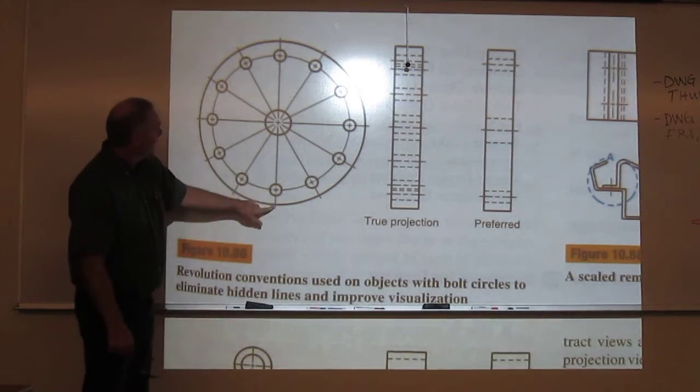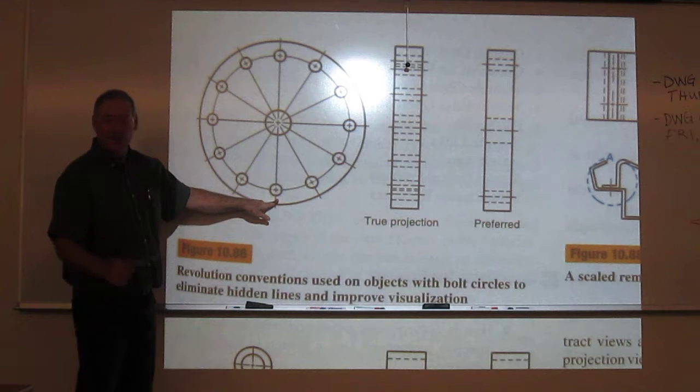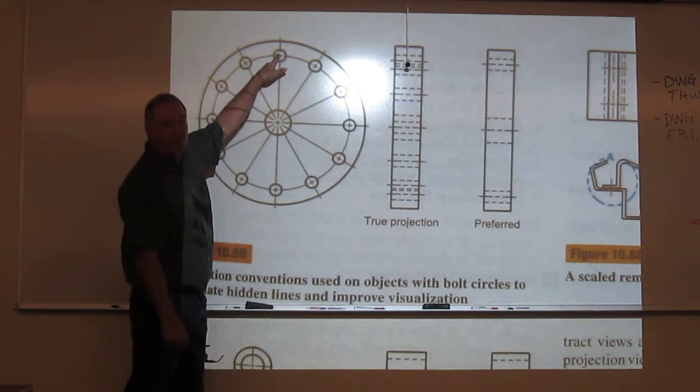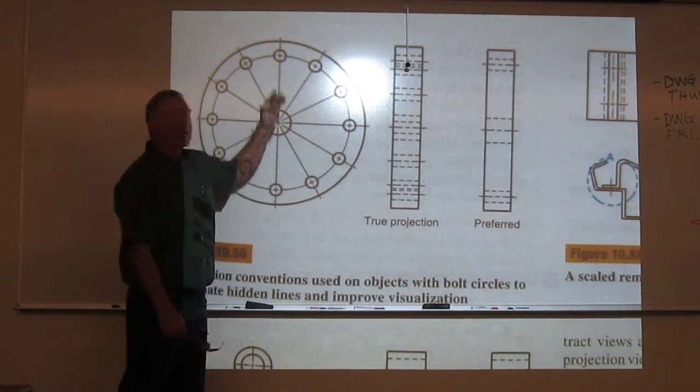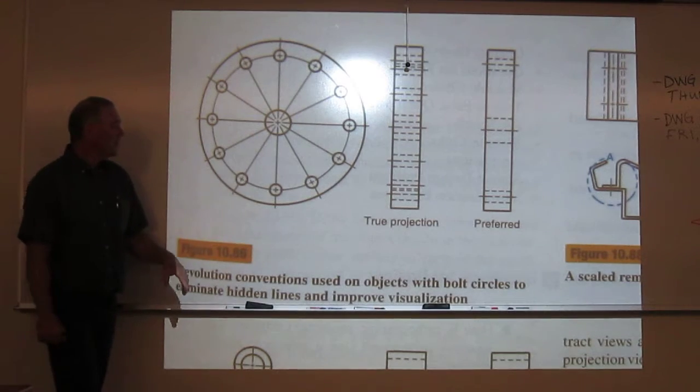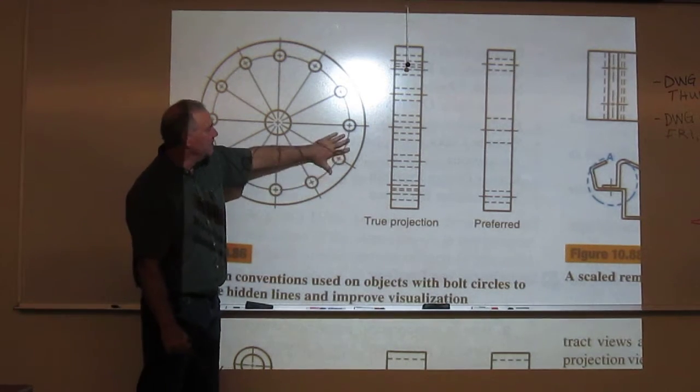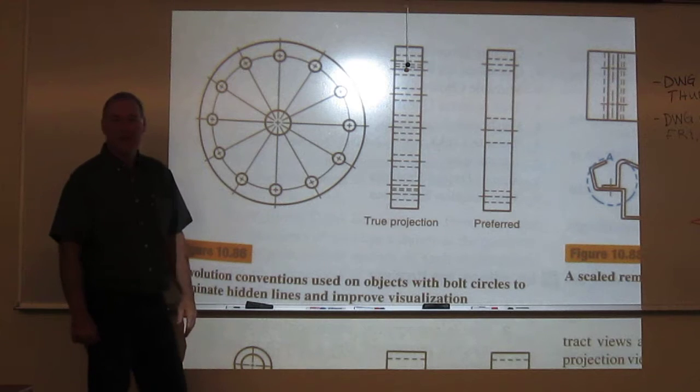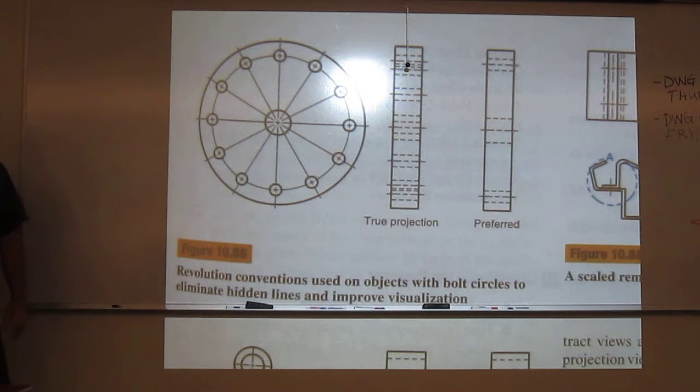Again, this one's on a quadrant point. Here we don't have to revolve anything. This one's on a quadrant point. We don't have to revolve it, but we're going to use the revolve convention and not show all these misleading views that are through here. These foreshortened surfaces.